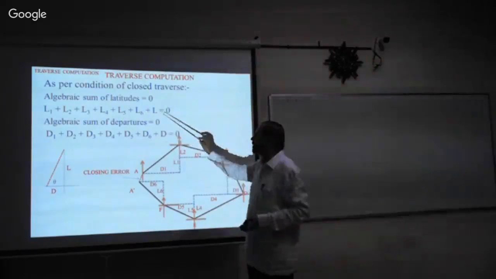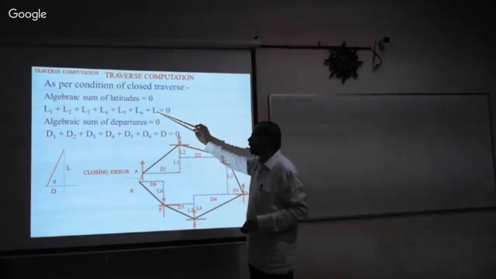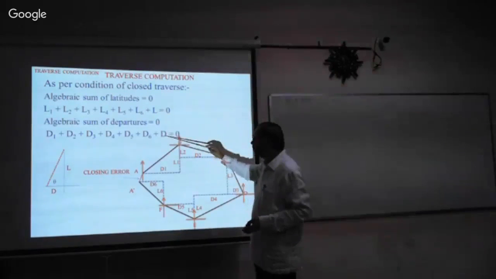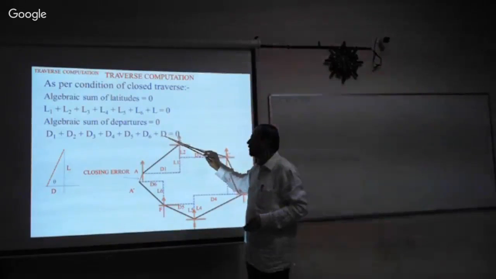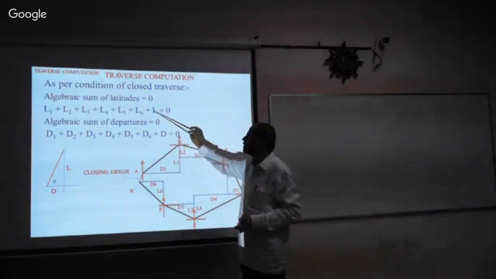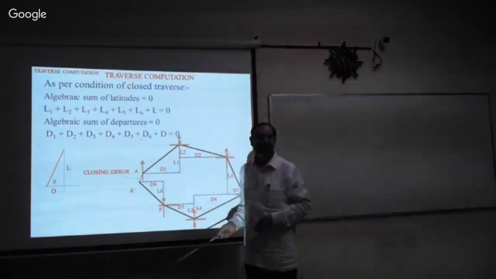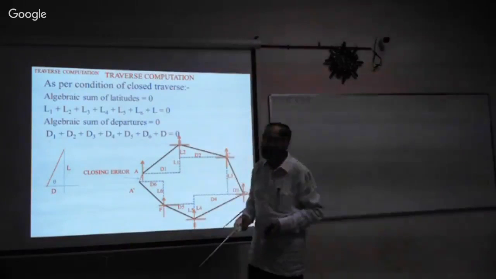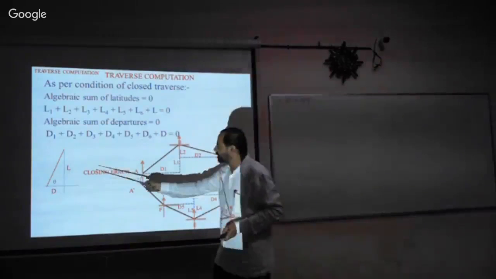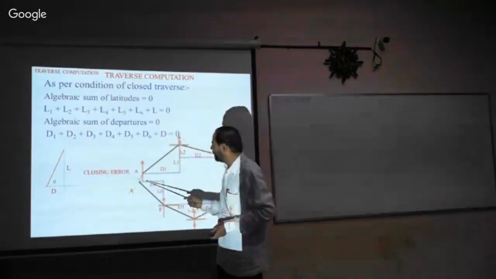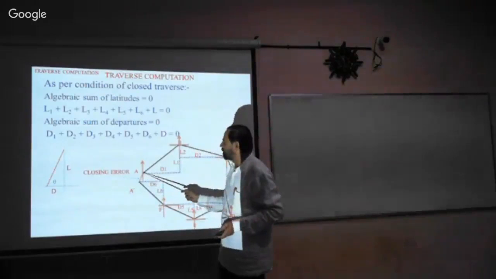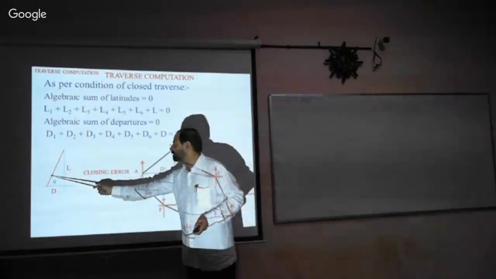So therefore, this L and this D, the latitude and departure residue, after summing them up we will get some value for this D and some value for this latitude, isn't it? Now that is equal to the latitude of the closing error. Now this is the closing error. I have enlarged this. This is the closing error.